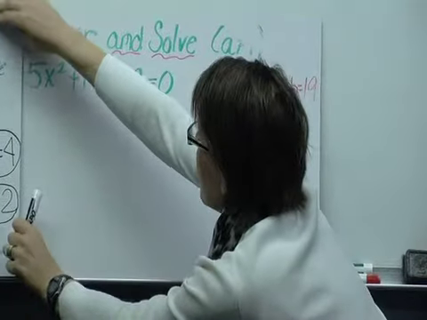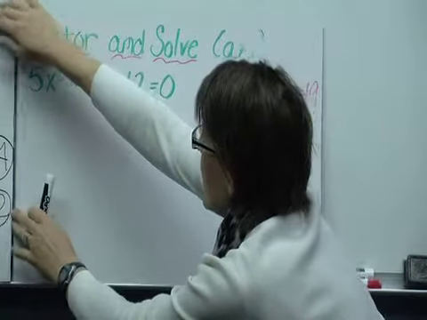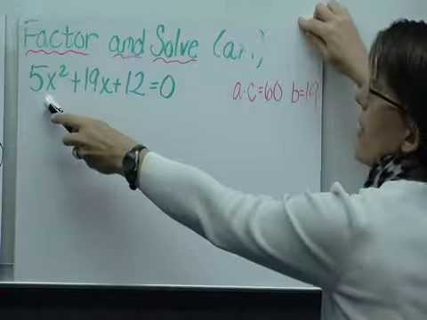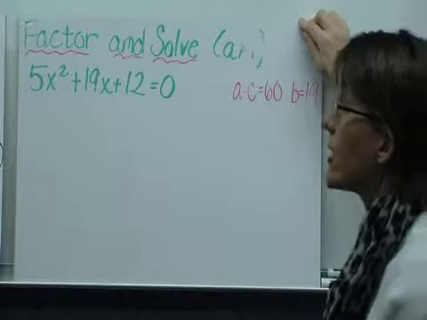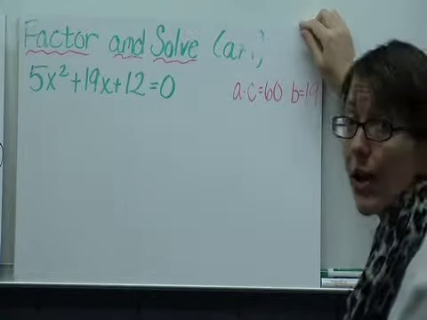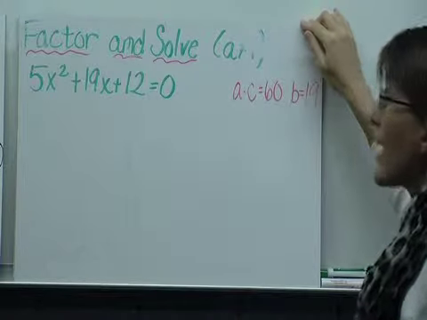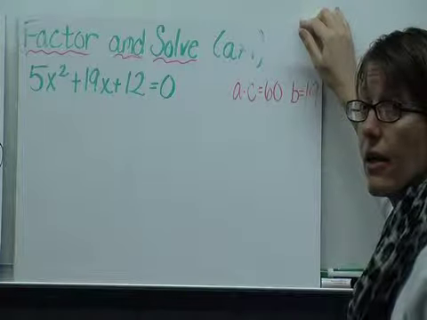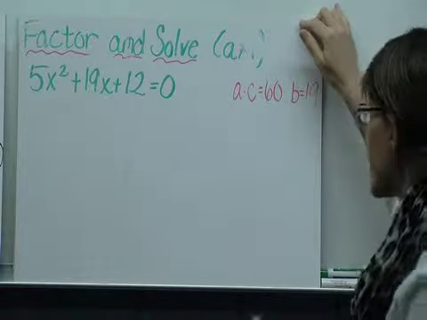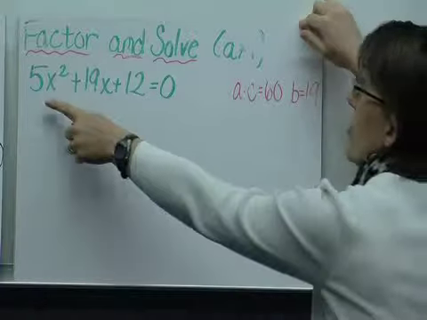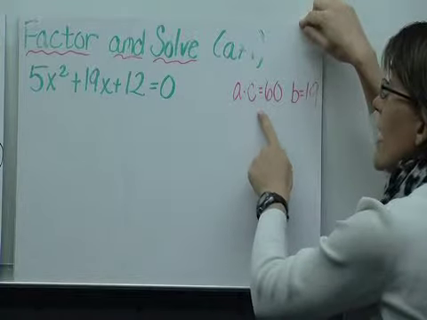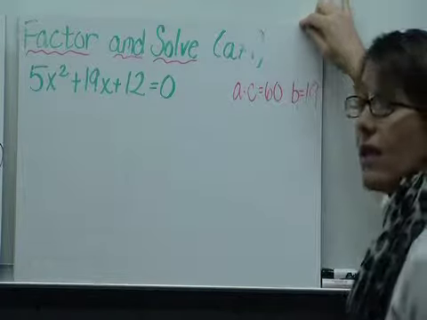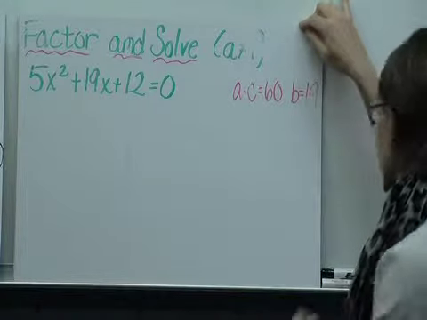Our next example asks us to factor and solve, and here a, our leading coefficient, is not equal to 1. So I use the technique of a times c has to add up to b. So I'm going to think of 2 numbers that multiply to make 60, and that add to equal 19.